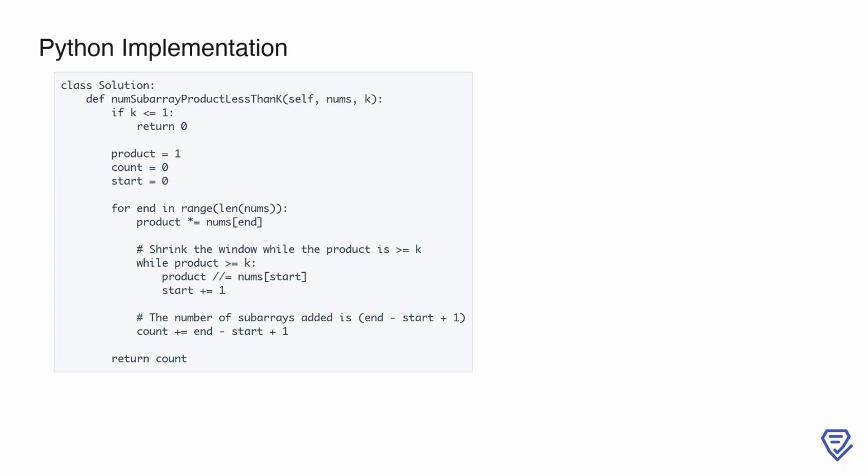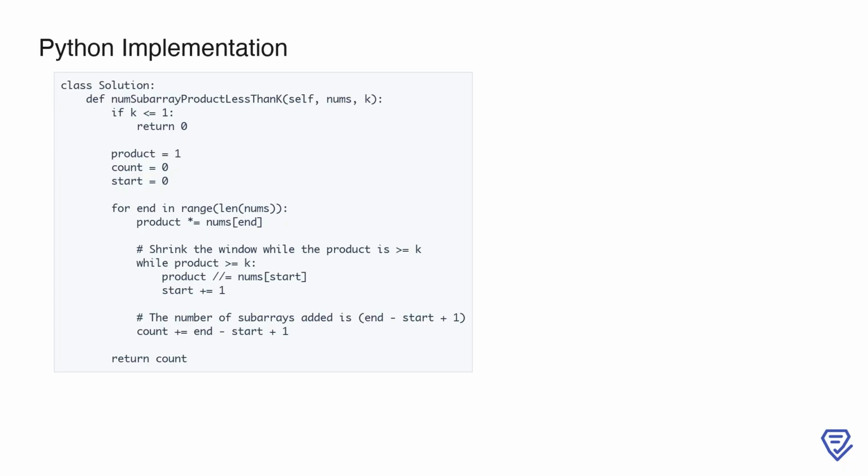The function begins by checking if k is less than or equal to 1. In such cases, it's impossible to have a valid subarray, so we return 0 immediately. The product variable keeps track of the product of the current window. We also initialize count to store the total number of valid subarrays and start to represent the beginning of the sliding window. We then iterate through the array using the end pointer.